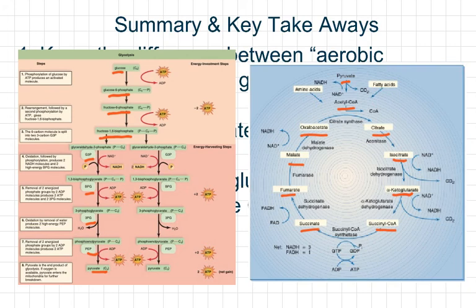Additionally, you need to know where the electron carriers are created. For example, right here where this NADH is created when pyruvate is converted into acetyl-CoA. Also, where they're created during the Krebs cycle, and also during the glycolytic cycle.